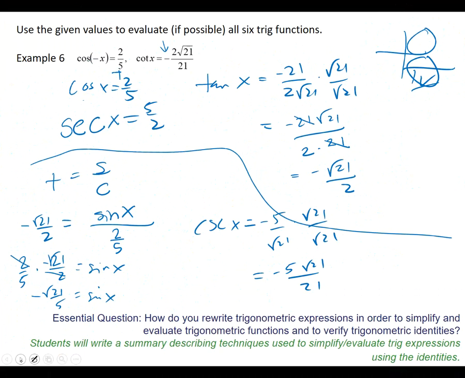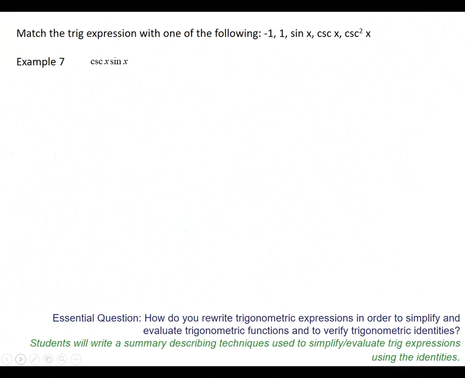Alright, we're good with 6. The rest of these are just a couple of lines each, so they're very, very short. What we're supposed to do is take this trig expression and turn it into this. Basically, it's like a multiple choice question, and I have to fix it into one of those pieces.